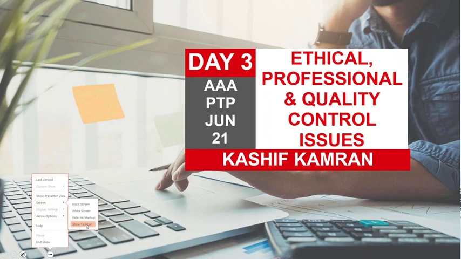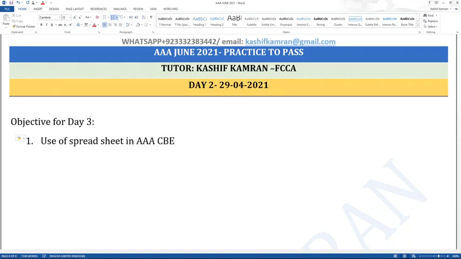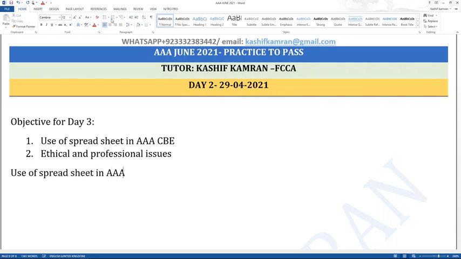So let me take my Word file first for day 3, and let me set the objective. Objective number 1 for day 3 is to guide you about the use of a spreadsheet in AAA computer-based exams. And secondly, I want to guide you about ethical and professional issues. So these are the two things I will be focusing on today. Let's first start with the use of spreadsheet in the AAA computer-based exams.